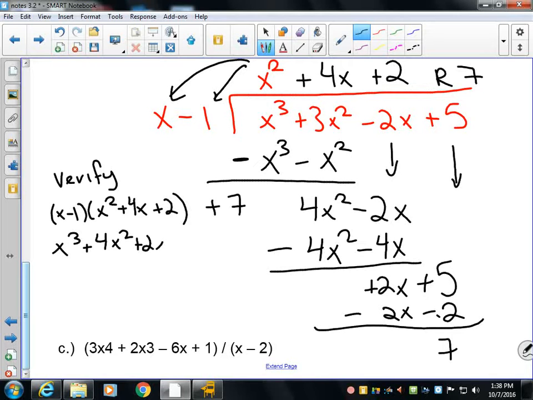plus 2x, and then I've got to go with the minus 1's. Minus x squared minus 4x minus 2, and then I'm just going to add this plus 7 at the very end. So then we combine our like terms. What do we get?